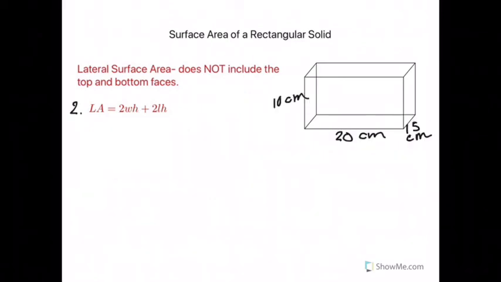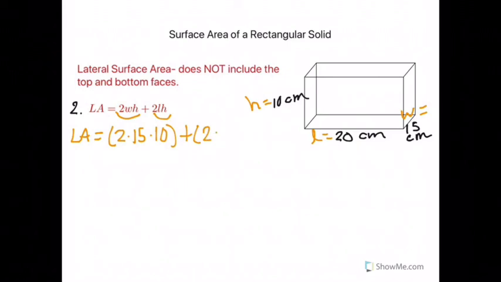All right, number 2. For our lateral surface area, I want to calculate it for this rectangular prism. Again, right away, go ahead and label the length, L, the width, W, and the height, H. Then we can quickly just plug these numbers into our formula. Lateral surface area equals, put that in parentheses, 2 times width, which is 15, times height, which is 10. Close my parentheses, plus, put that in parentheses, 2 times length times height.